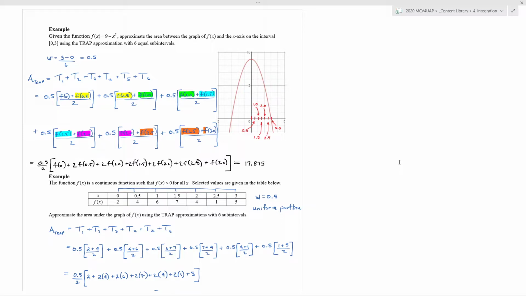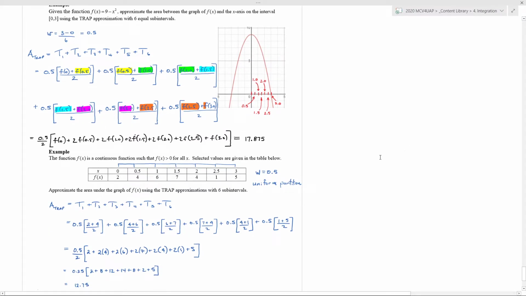And just for uniformity, I wrote the second last line there in a simplified form. So you can actually skip right to this line here if you ever wanted to. And when you do the math, you will get 12.75. It's really no different than if you're given a graph. It's the same process. You're just summing the areas of each trapezoid.